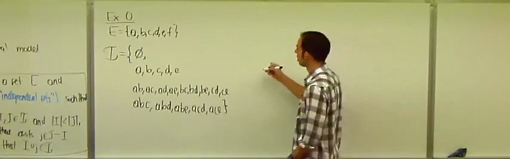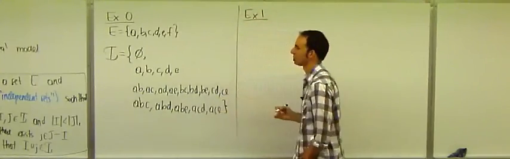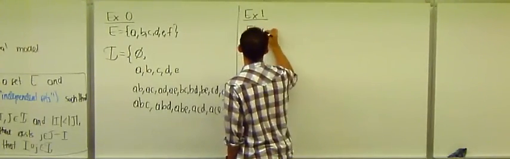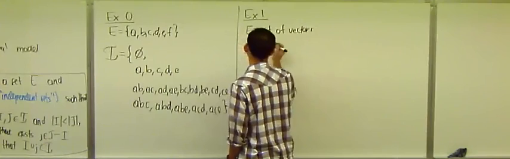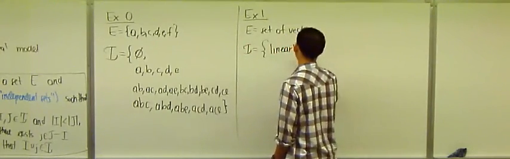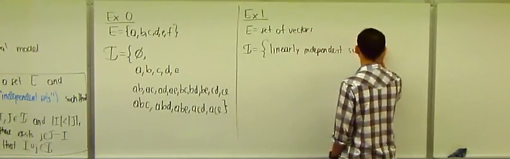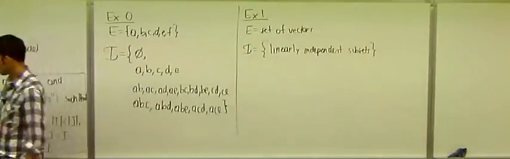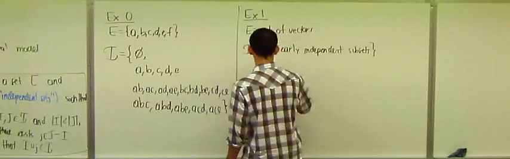Now, let's do some more interesting examples. Like I said, let's say that E is a set of vectors in a vector space, and I is the set of linearly independent subsets. Okay, and so I could do this for any vectors in any vector space over any field. But let's do it, for example, in R3.